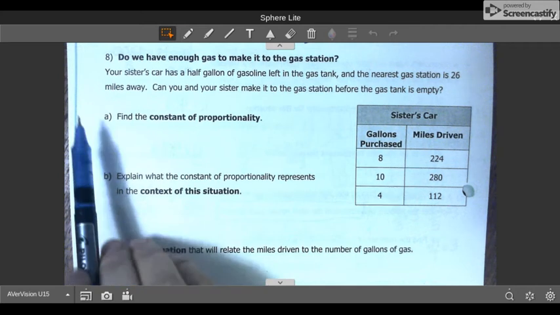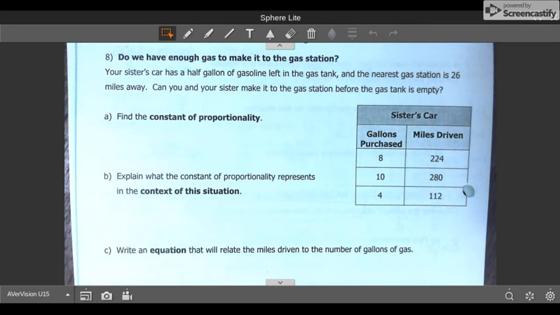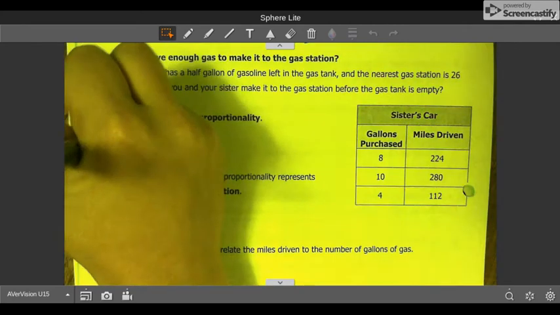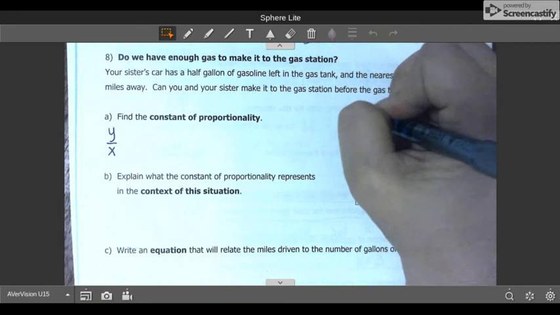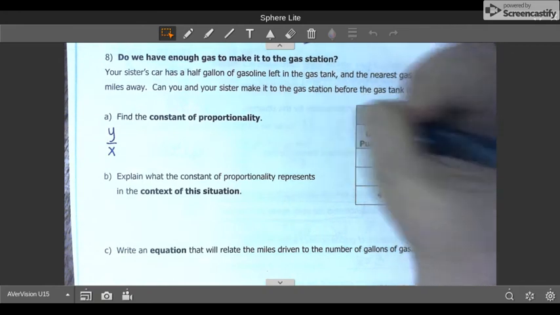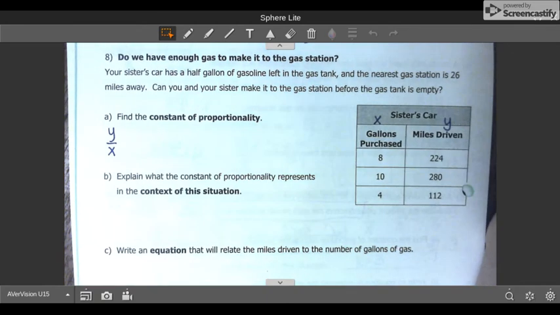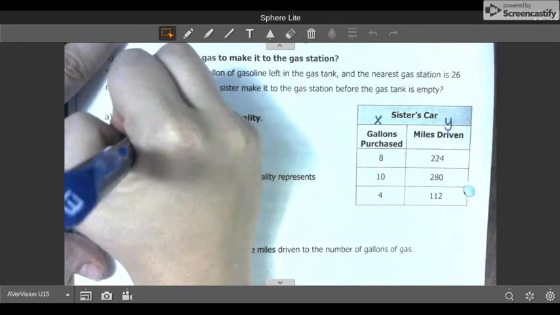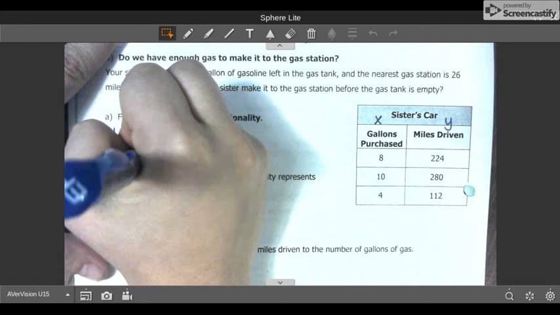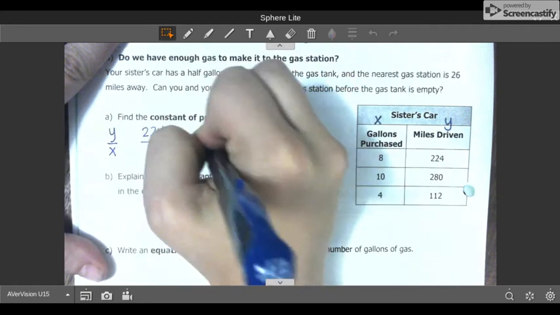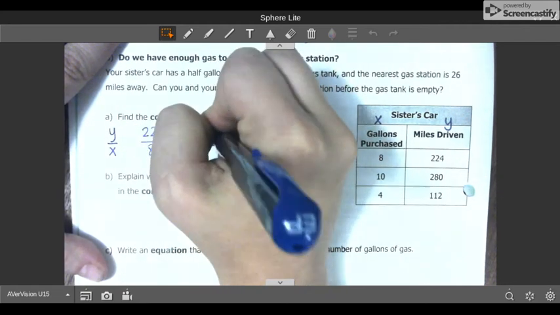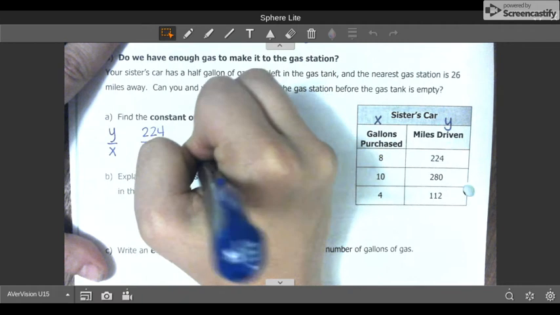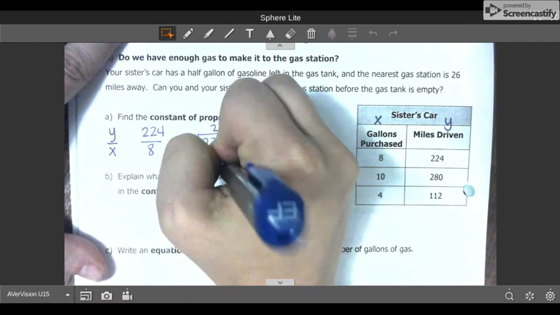So the first part of this is it wants us to find the constant of proportionality. And in order to find the constant of proportionality, you need to do y divided by x. X is the first quantity. Y is the second quantity. So we're going to do y divided by x. So the first one is 224 divided by 8. So how many times does 8 go into 22? Let's see, twice, 16, 64, 8.